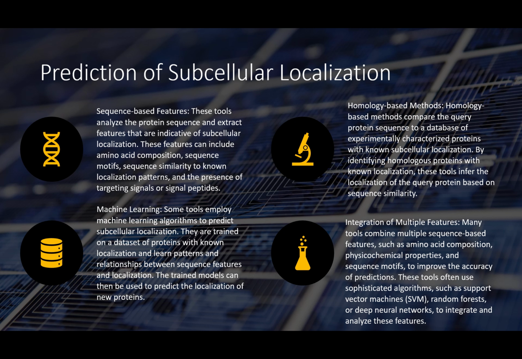So many tools combine multiple sequence-based features such as amino acid composition, physiochemical properties, and sequence motifs to improve the accuracy of predictions. These tools often use sophisticated algorithms such as support vector machines, random forests, and deep neural networks to integrate and analyze these features. So I suggest that for prediction of subcellular localization you use different tools to obtain a good result.